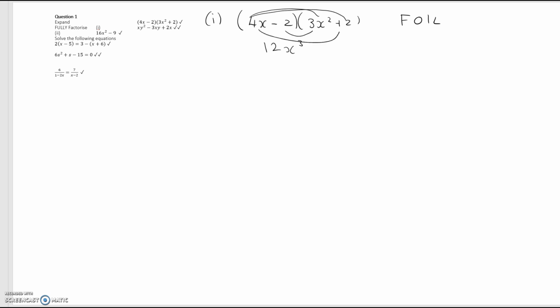And all of them, so we're going to do the outsides next, plus 8x, the insides, minus the last. And you can leave it like that. You could tidy it up if you wanted to.